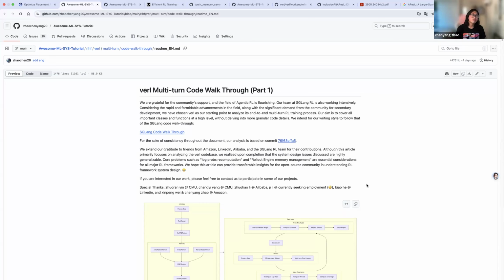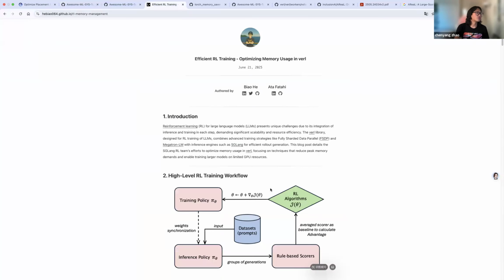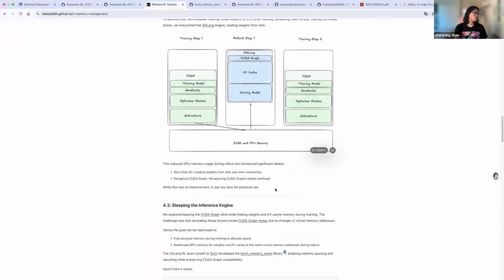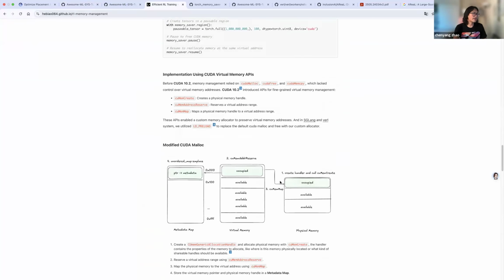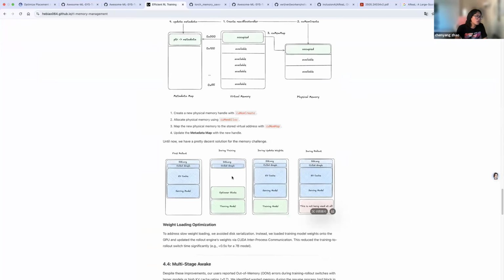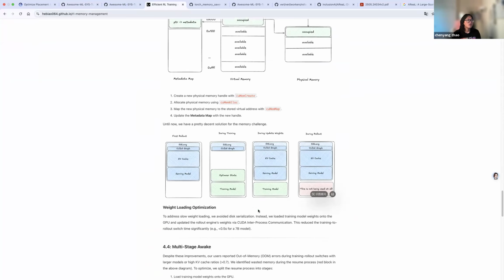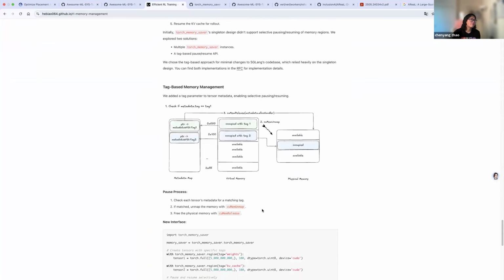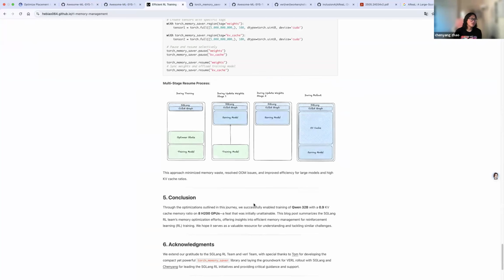The third part is how we do weight updates for the colocated strategy. The previous weight update is like this figure. We use Torch Memory Saver to keep the CUDA graph, and we then offload the KV cache and the serving model, and after that we release the training model. The fourth part is that we made an optimization. We do a multi-stage waking up: upload the serving model, update the weights, offload the training model, and upload the KV cache. That could let us use more GPU memory.